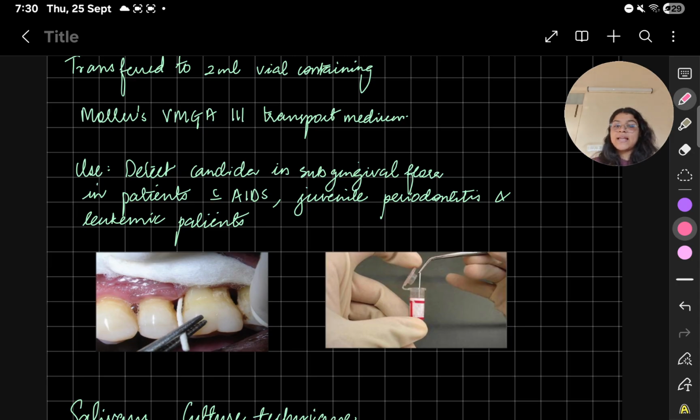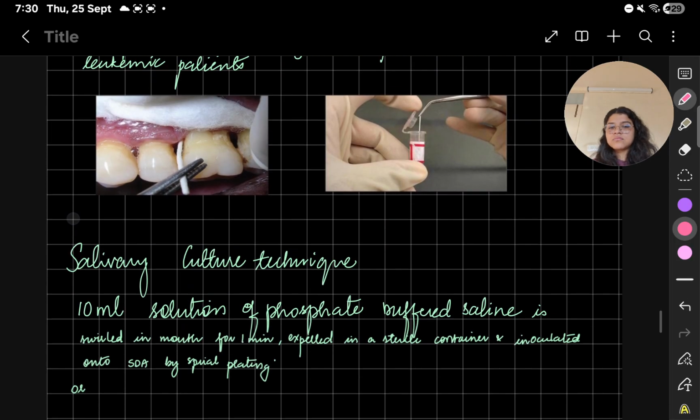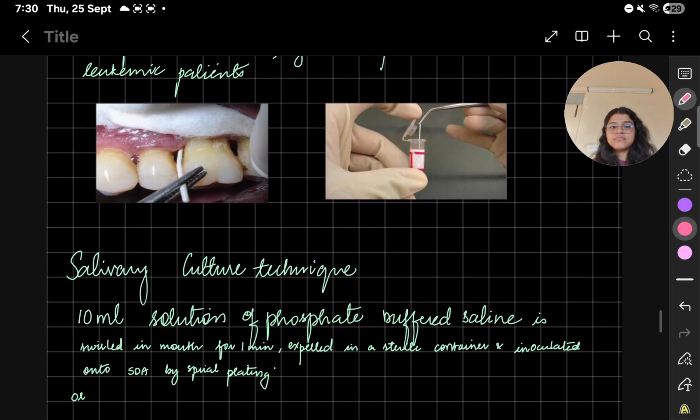and in patients with AIDS, juvenile periodontitis and leukemic patients. So in all of these conditions you will have Candida in the subgingival flora. So this is how it is done.